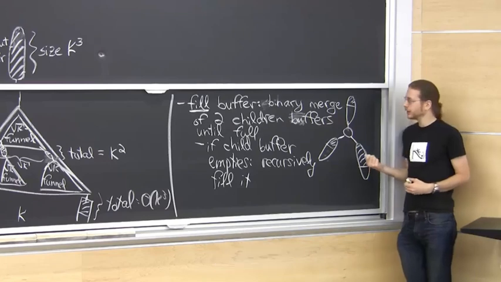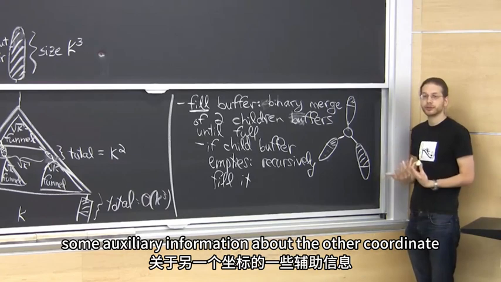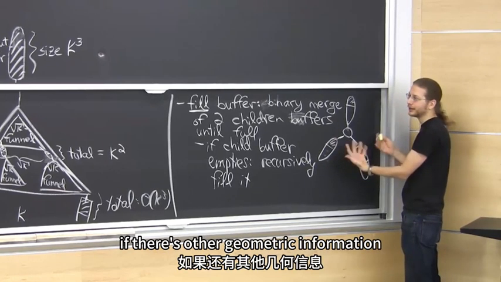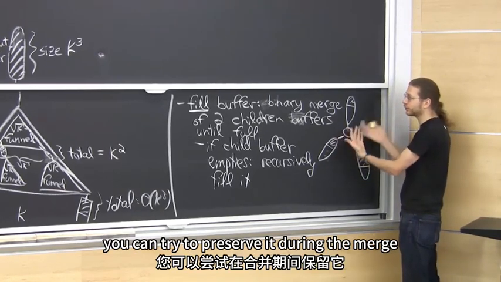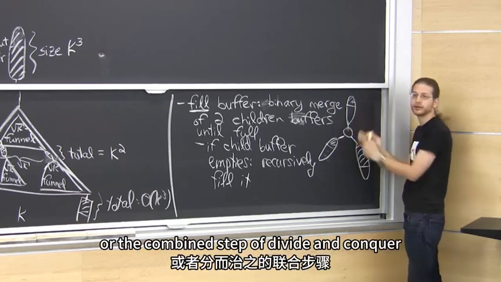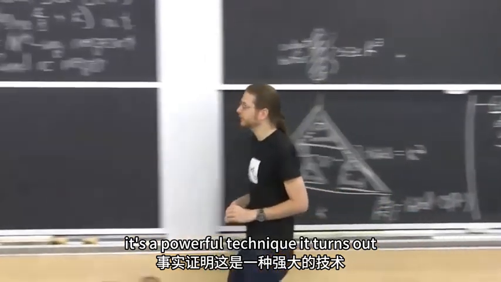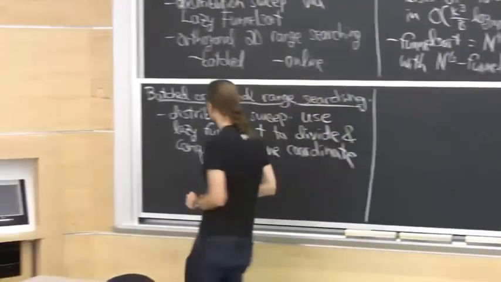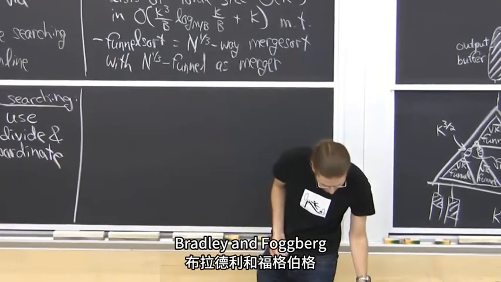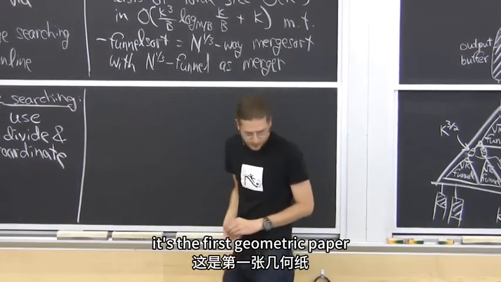But if that's the min of one particular coordinate, now you've got to deal with some auxiliary information about the other coordinates. So in general, you're merging two sorted things. If there's other geometric information, you can try to preserve it during the merge. As long as you can do that, this is the conquer part, or the combine step, of divide and conquer. You can do a lot. It's a powerful technique, turns out. It's by Brodal and Fagerberg. It's in the early days of cache oblivious. It's the first geometric paper.